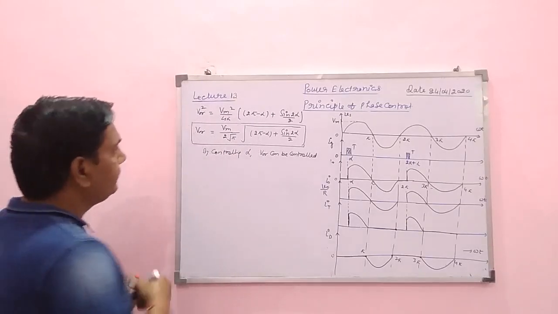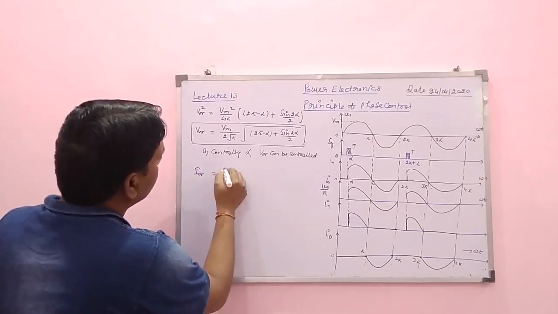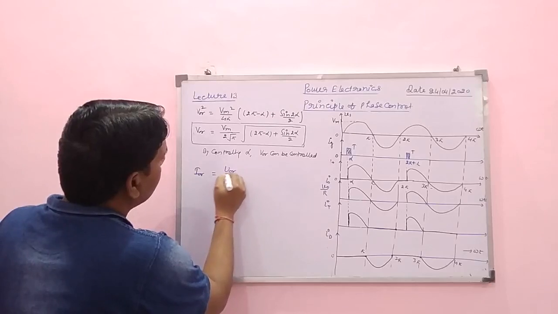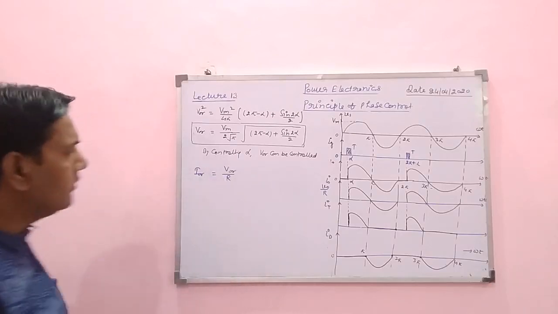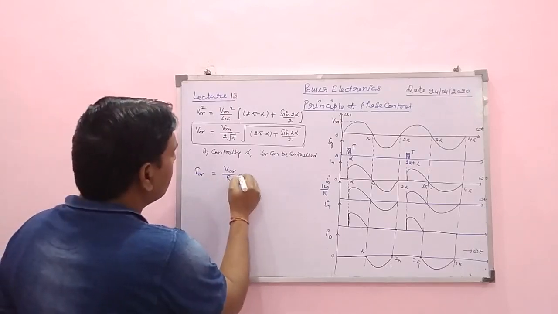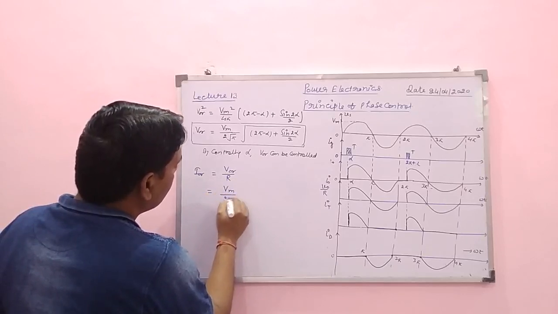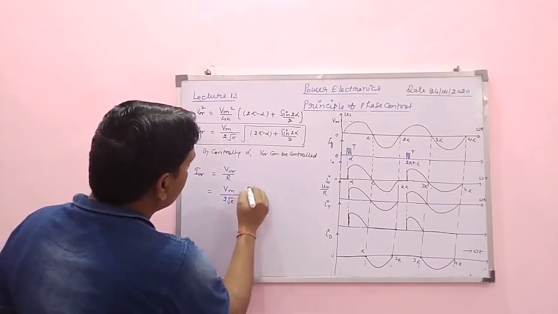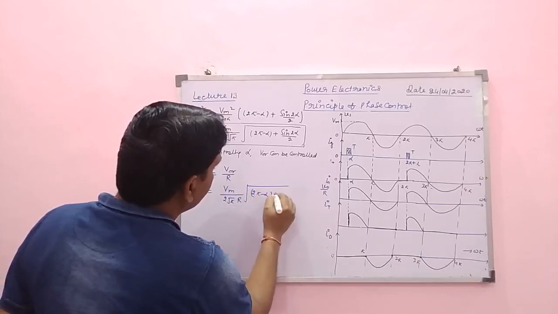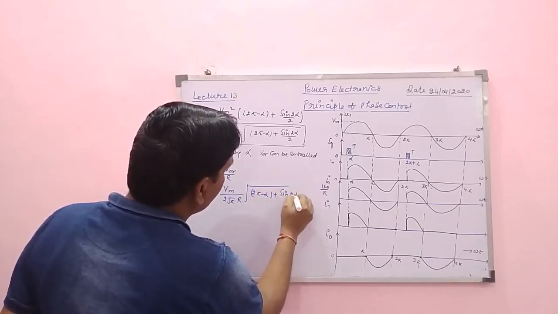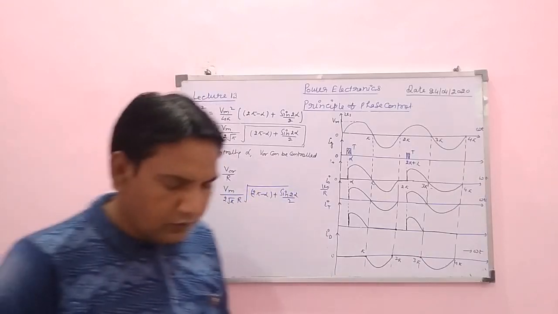Output current, the RMS value of output current I naught R is equal to V naught R divided by R, because it is a resistive type of load. So it will be equal to Vm upon 2 root pi into R, under root 2 pi minus alpha plus sin 2 alpha divided by 2. This is the value of RMS output current.